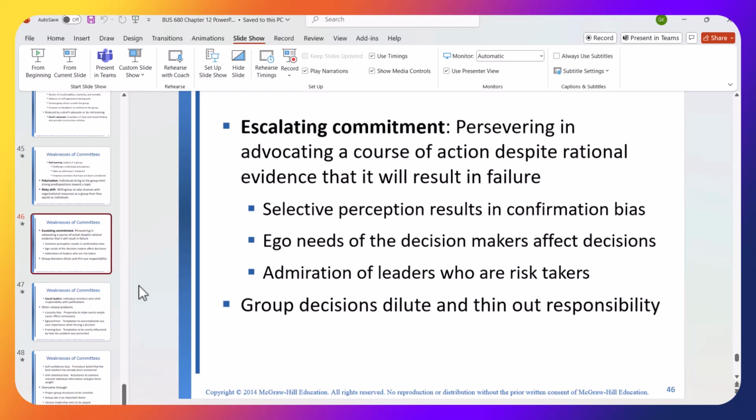Selective perception results in confirmation bias. So when you have this confirmation bias, it's something that you believe. I believe this is good, therefore I'm going to try to find a way to support that.